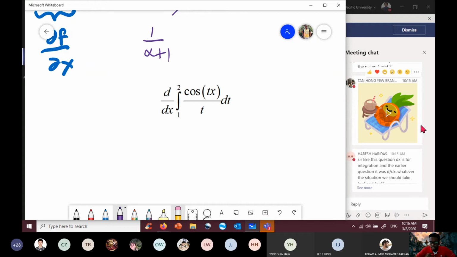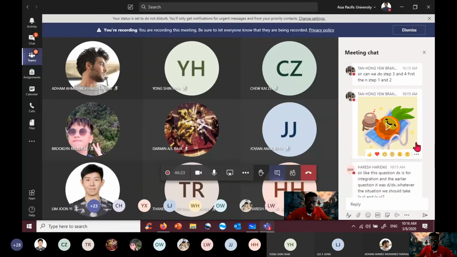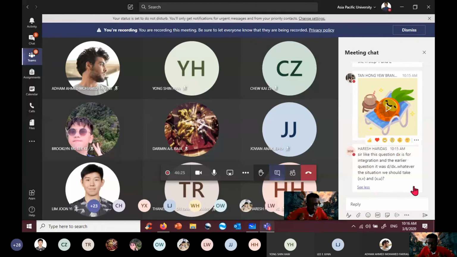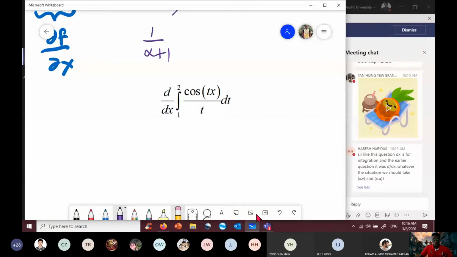Okay, so like this question, dx is for integration, and the earlier question was, okay, whatever the situation is, sorry, I just want to read this. We should do xv and xu. Okay. You should always take f, outer variable remains, inner variable change to u.